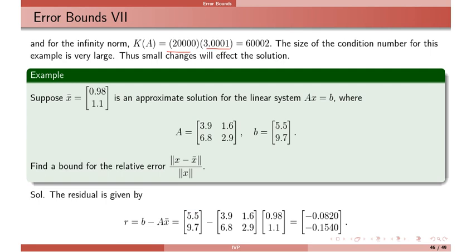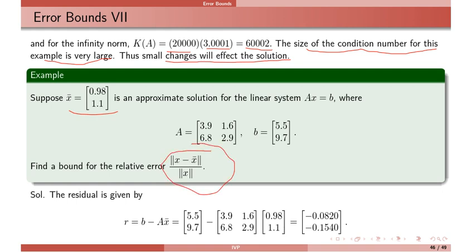Now multiply the norm of A with the norm of A inverse. So you get 60,000 something. So this condition number is quite large. What do we comment here? The size of the condition number for this matrix is very large, so small changes will affect the solution. So this matrix is ill conditioned, in conclusion.